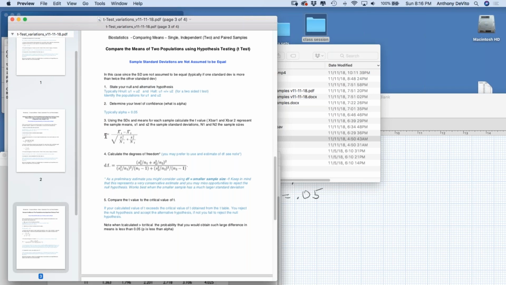Well, in order to get your t critical, you need to know the degrees of freedom, right? And to calculate the degrees of freedom here, it's not just n1 plus n2 minus 2. In this case, it's this ridiculously complicated formula. In most cases, what you'll do is take the smaller sample size, like 5, subtract 1, to get 4, and use that for your critical value of t. That's a very conservative way of approaching this.